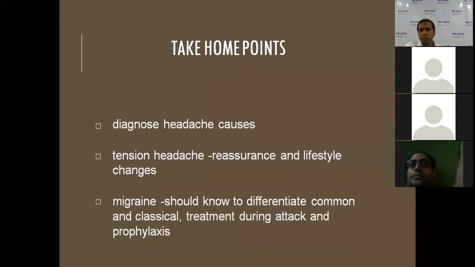So what are the take-home points? Number one, you need to find out what is the type of headache. You need to diagnose the headache, rule out secondary causes, rule in primary causes. If it's a tension-type headache, mainly you need to reassure the patient and advise lifestyle changes. If it's migraine, you need to know how to treat an acute attack and how to give prophylaxis. Acute attack treatment is totally different from prophylaxis. In prophylaxis, you give daily medications to reduce the severity and frequency of attacks.